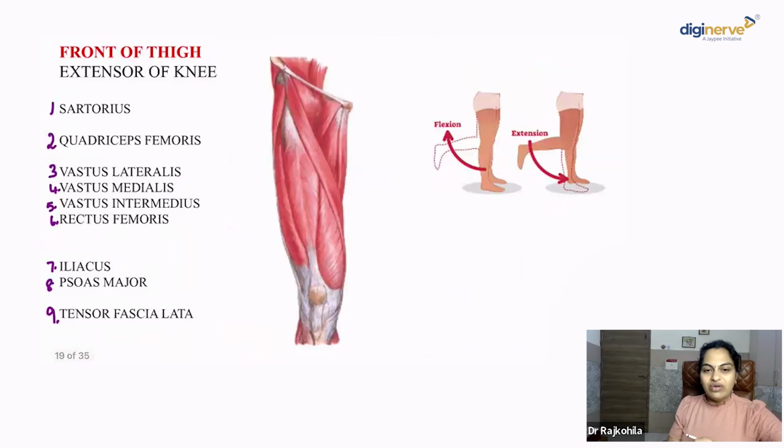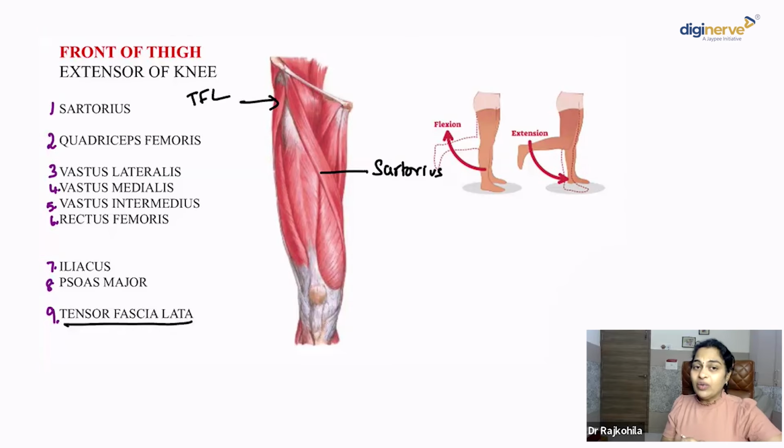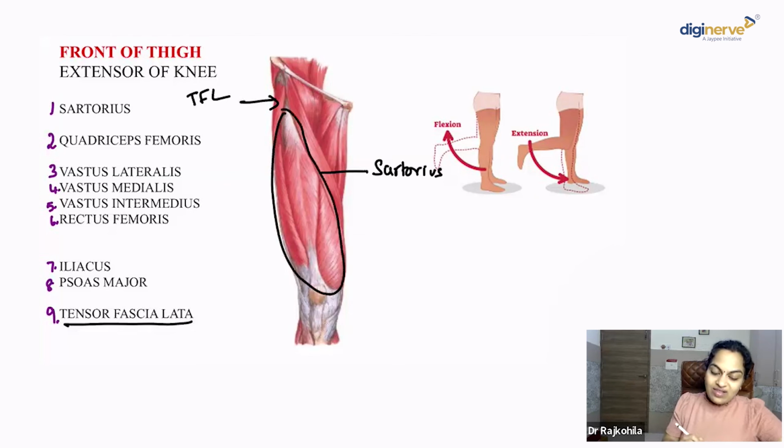Now come on, let us identify the muscles. So over the front of the thigh, yes, easy to identify, that is the sartorius. The deep fascia of the thigh is called the fascia lata. And this muscle that you see over the lateral aspect is the tensor fascia lata, inserting into the iliotibial tract. Now, between these two, this bulk of muscle that you see here is the quadriceps femoris, right?